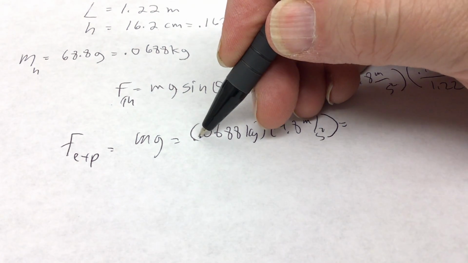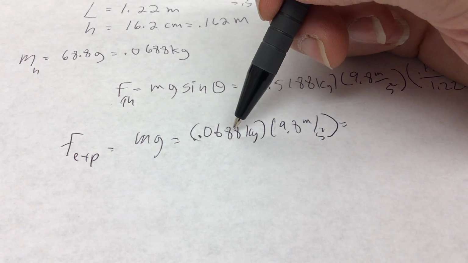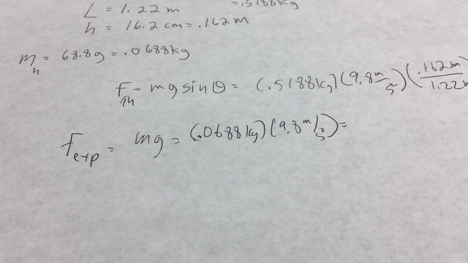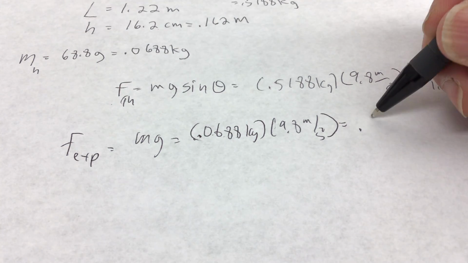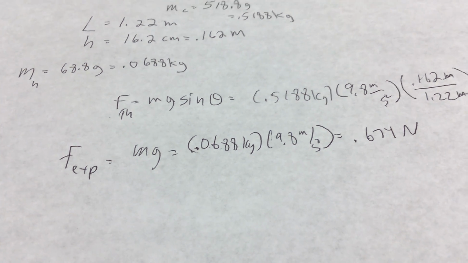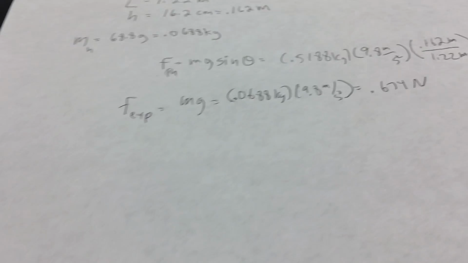And again, why is it 0.0688? So there's a period there. It's 68.8 grams. 1, 2, 3. Move the decimal point over by 3. So I get 0.674 newtons for my experimental force. Wow, that came out pretty darn close. It's actually a lot closer than it was the first one.